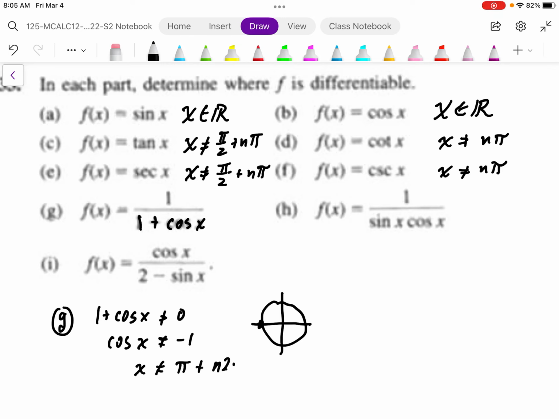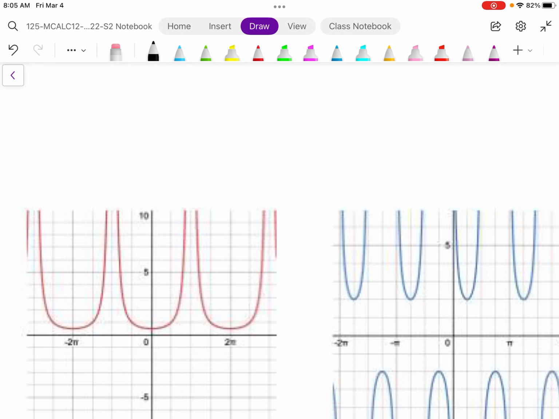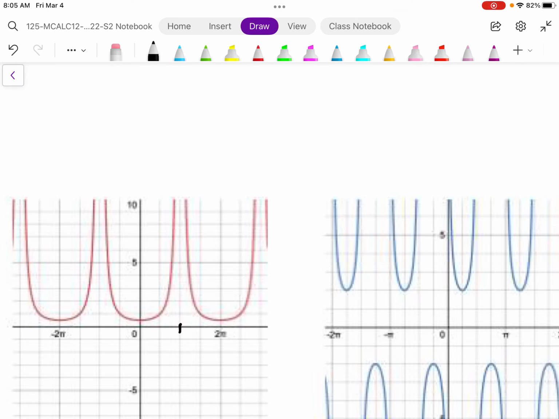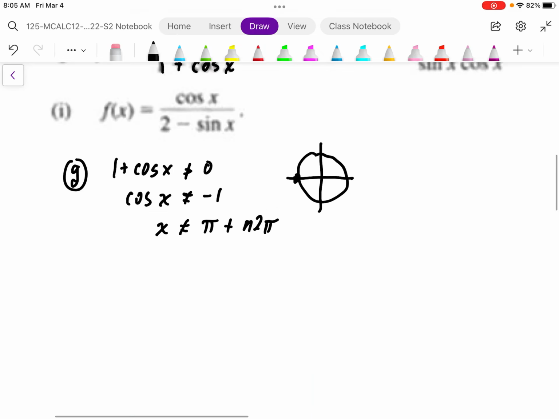So I've graphed it down here. There's our function. So at pi, there's pi right there. We have a vertical asymptote, and 2 pi over, we're going to get another vertical asymptote, so it's not smooth and continuous at those points.